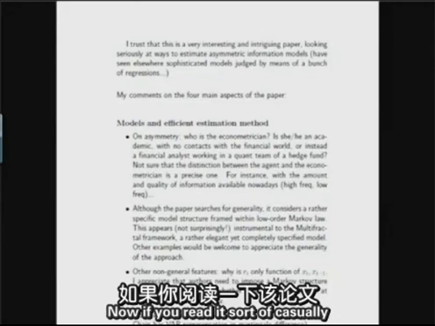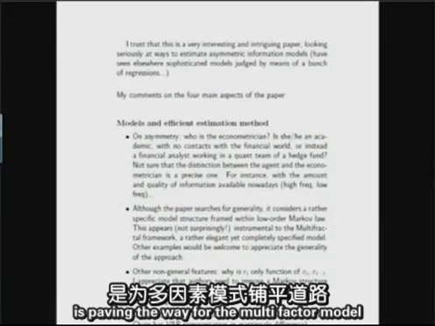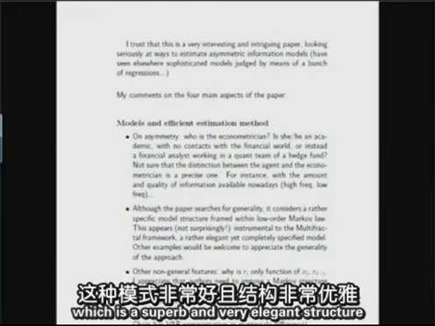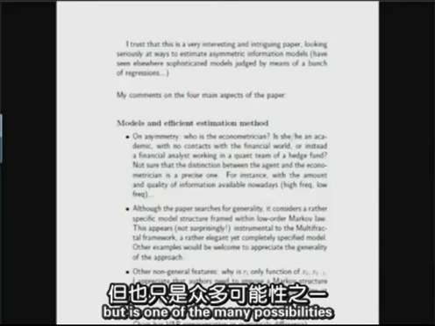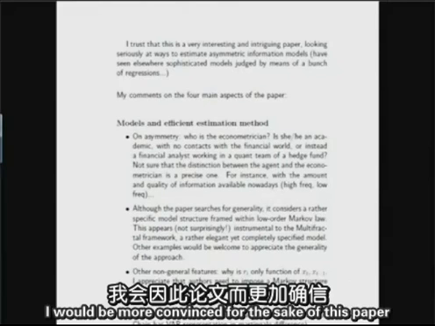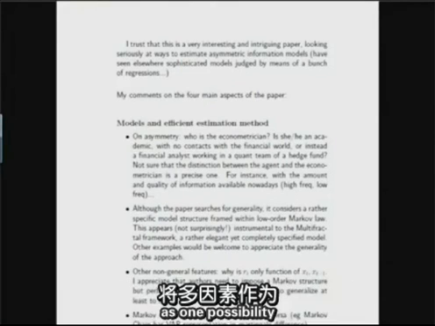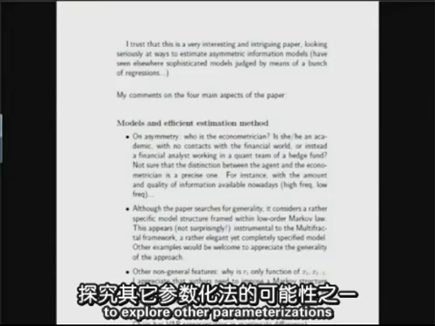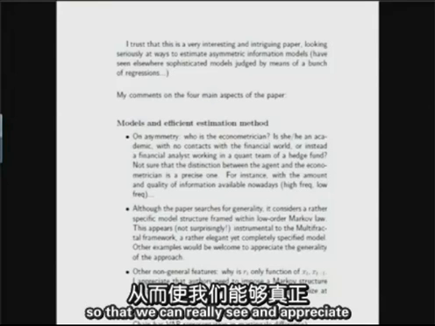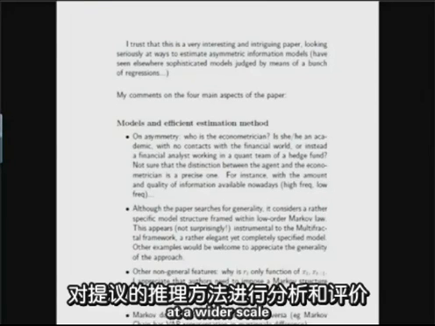Now, if you read casually, you might think that this Markov law behind the scenes is paving the way for the multifractal model, which is a superb, very elegant structure, but is one of the many possibilities. So maybe I would be more convinced, for the sake of this paper, if it were not just about proposing the multifractal as one possibility, but also explored other parameterizations, so that we could really appreciate the proposed inference methods at a wider scale.